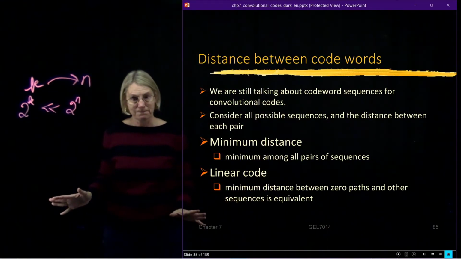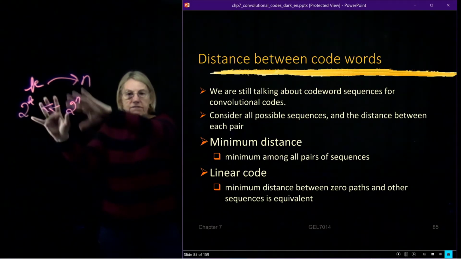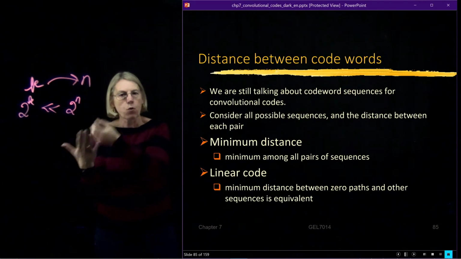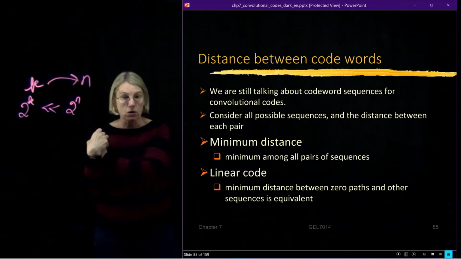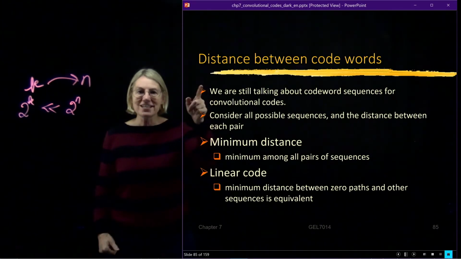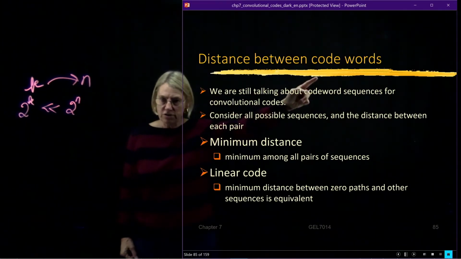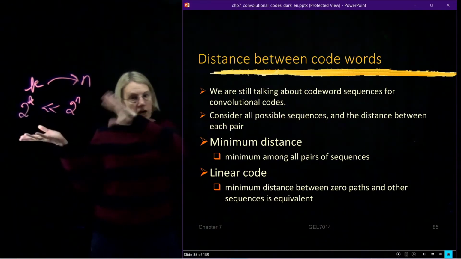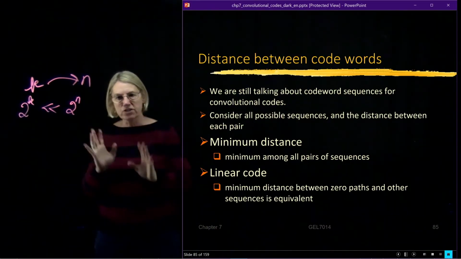All of this is motivation for the quantification of the quality of an error correcting code. And the quality of an error correcting code is determined by the distance between code words. So there's this big space. How far apart are they? In different codes, they'll have different minimum separation between code words.